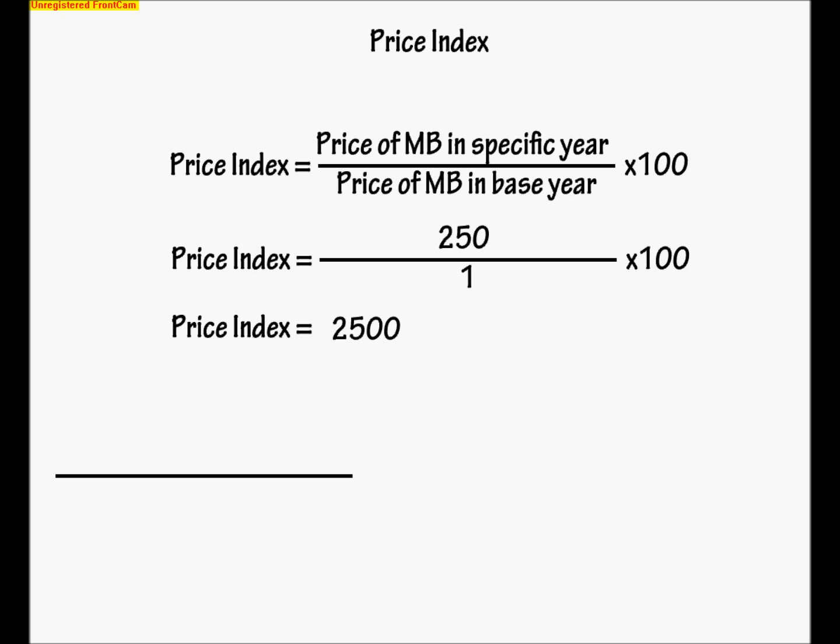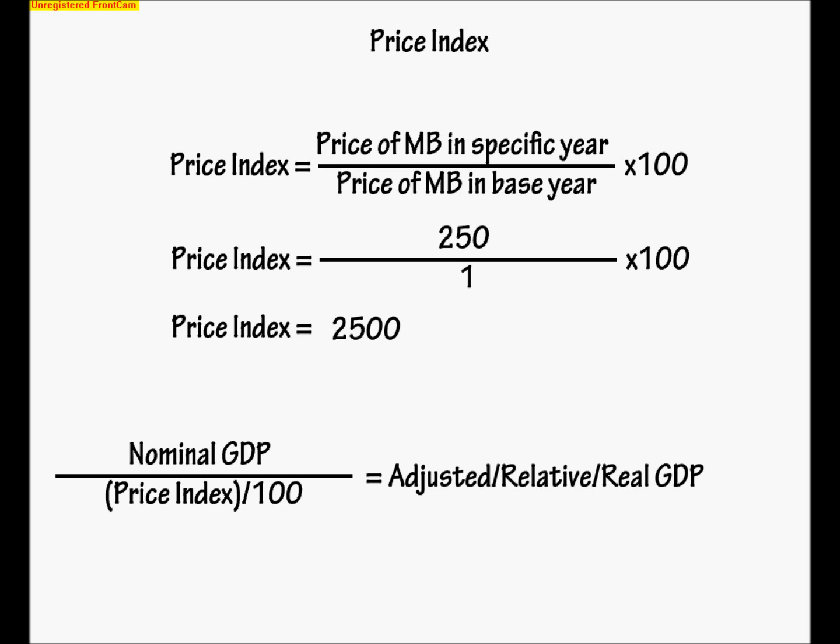Now, you actually use the price index when you're looking to change nominal GDP or a nominal value into a real value, like we saw in the last lesson. The most effective way to do this is to take your nominal GDP and divide by that price index when it has already been divided by 100. In other words, it's put into a decimal in the hundredths place. The result of this is your adjusted, relative, real GDP, whatever term works best for you.